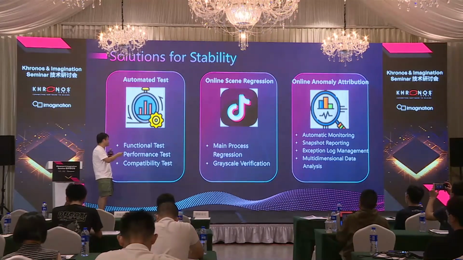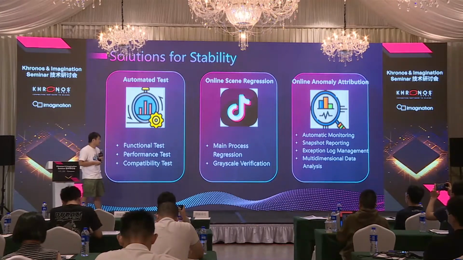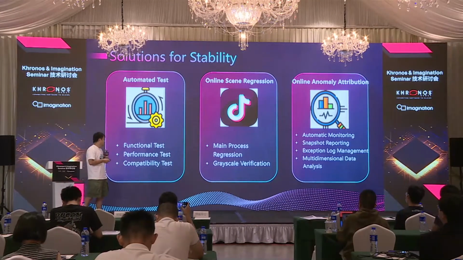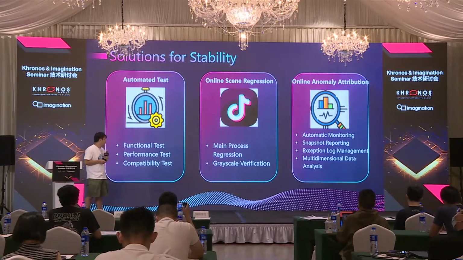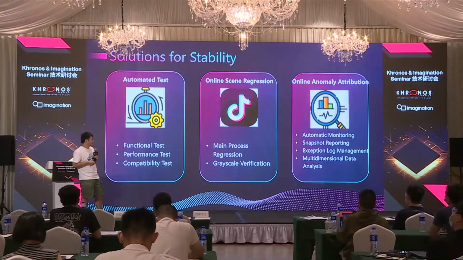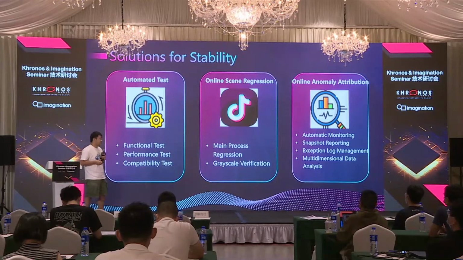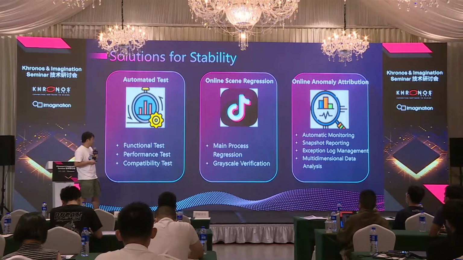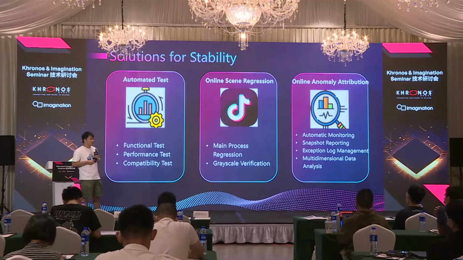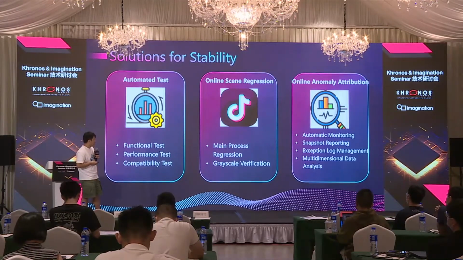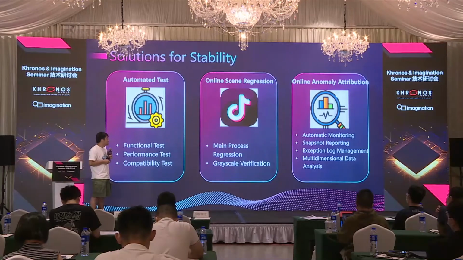Auto tests are done after optimizing the engineering, and then the regression is done before launching. But after launching, we also do the online anomaly attribution to avoid big issues entering the launch, the package, and also we do that grayscale verification. For example, 1 or 2% of the users, we give them the latest updates, and based upon their feedback, we make the decision whether to scale that grayscale updates to all of our users.